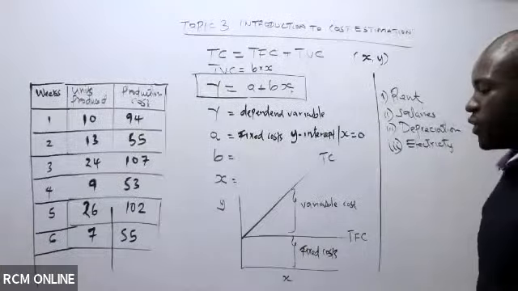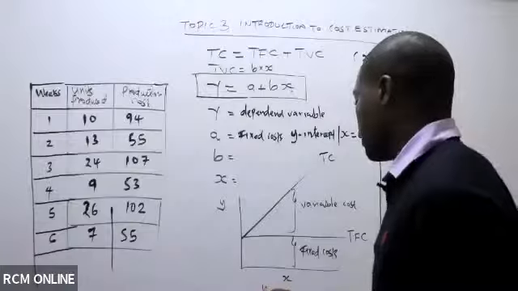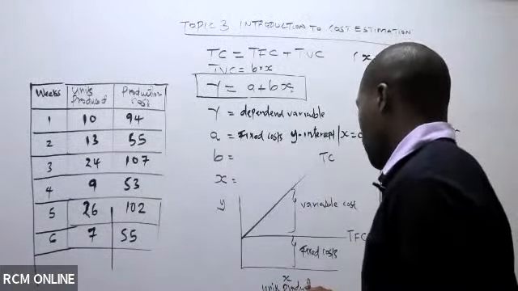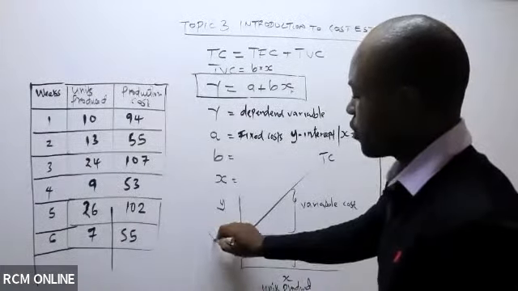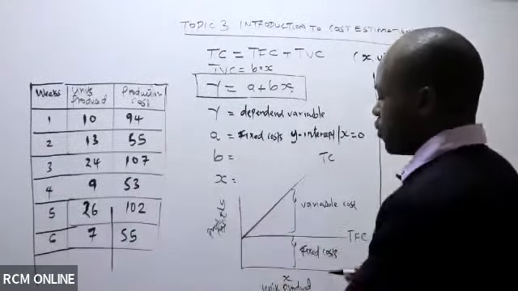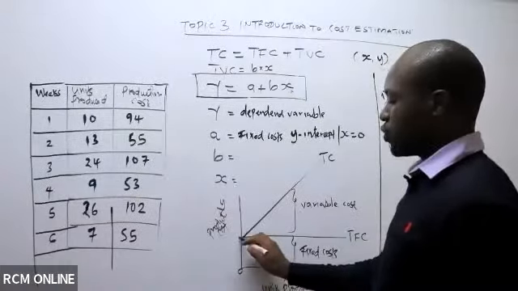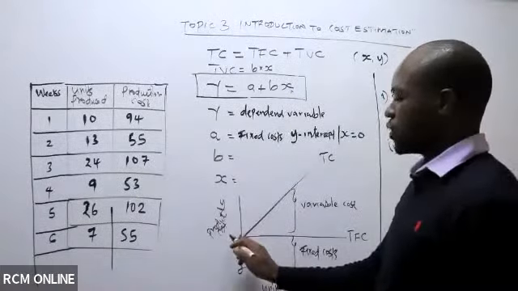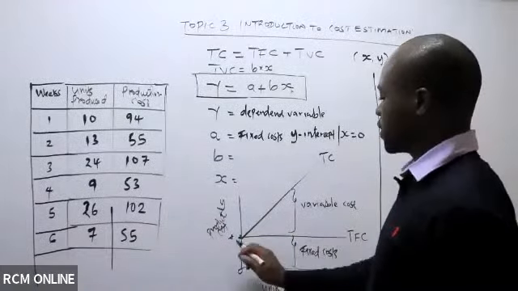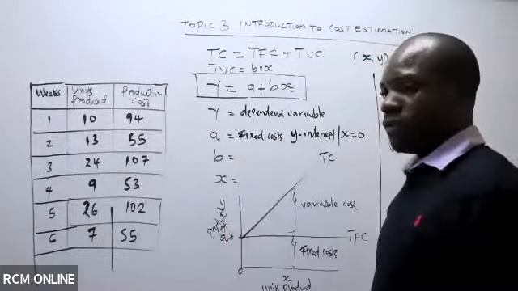So we have fixed cost. You can see you have not produced anything. So we have units produced, then we have production cost. Units produced is 0. But look at your total cost. Your total cost, or total fixed cost, is somewhere here. This is where we have A.